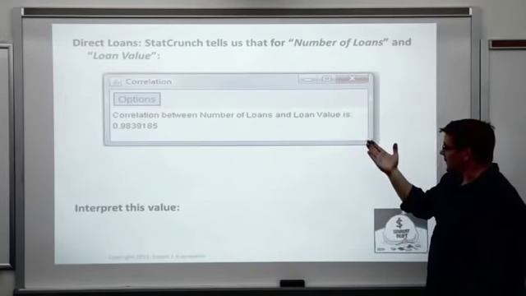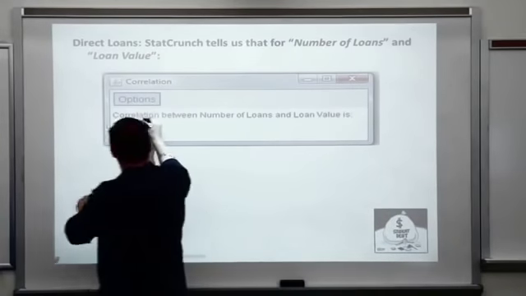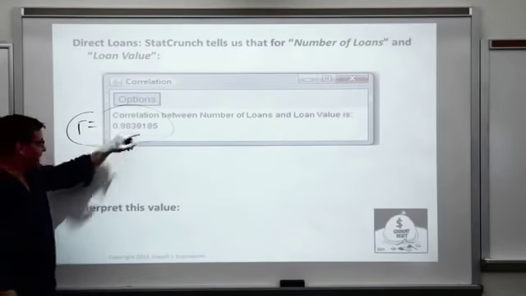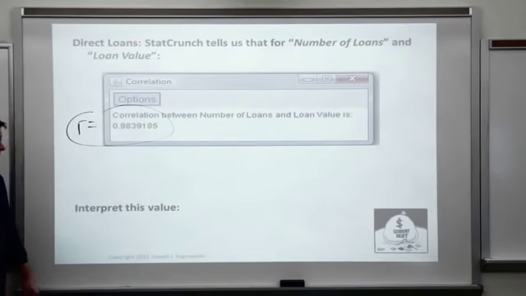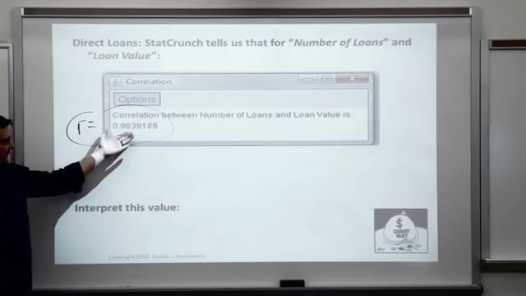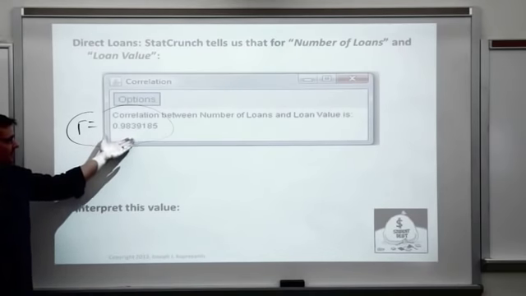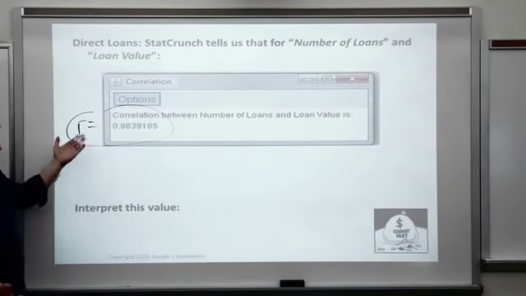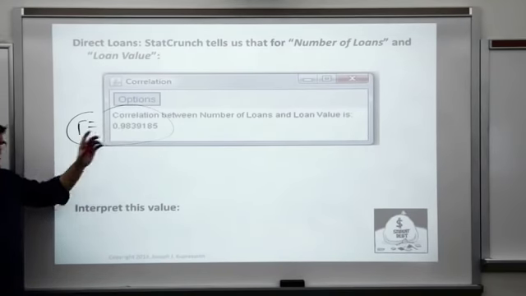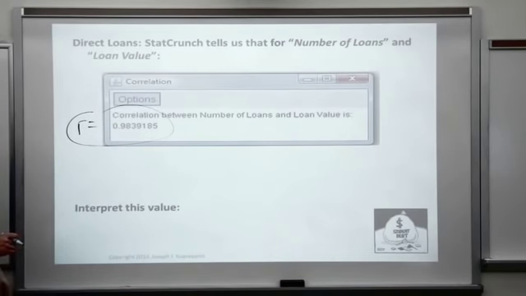Number of loans versus loan value. Here's R, it was 0.983189. Very strong positive relationship. Can you think what this number might max out at? I mean, it seems awfully close to 1, right? So I'll give you a hint from the next video. The biggest a correlation can get is positive 1. So we're very close to a perfectly positive relationship.